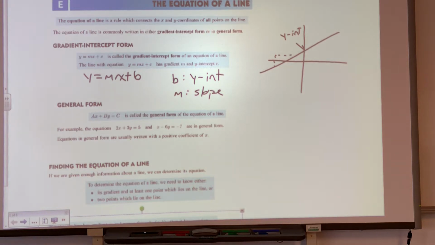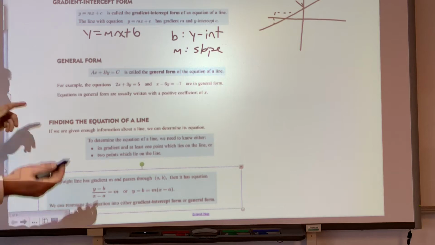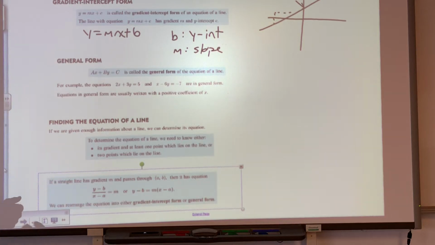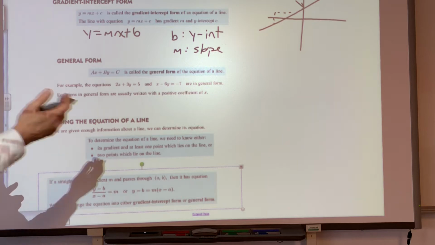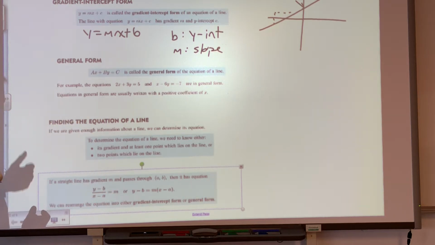Another way is what's called the general form. And actually, this general form is called the standard form in Math 10, but we won't get into that right now. In this case, we have ax plus by equals c, and there's no special connections, not right yet. I don't know the slope, I don't know the y-intercept just from that, but we will look into ways to make connections.